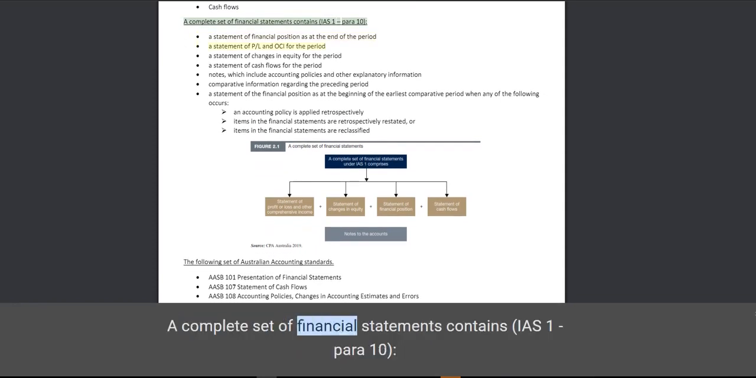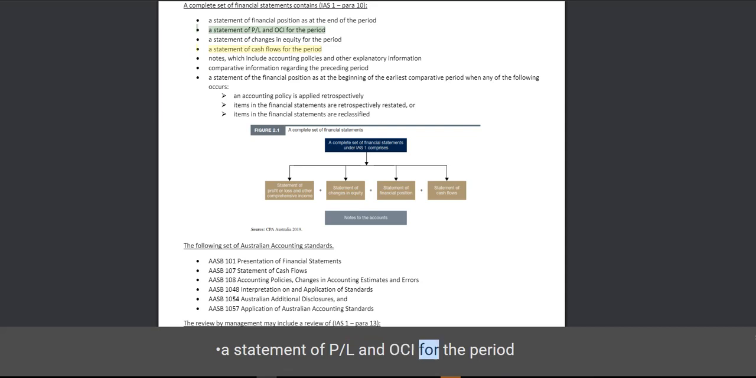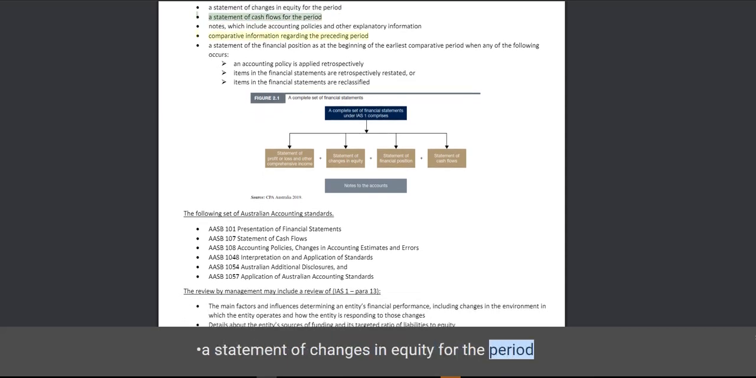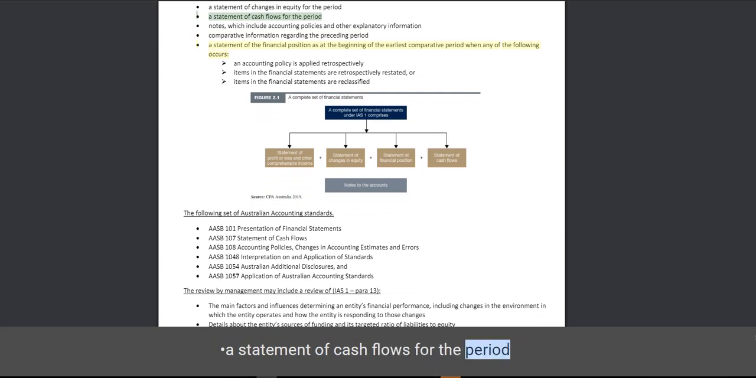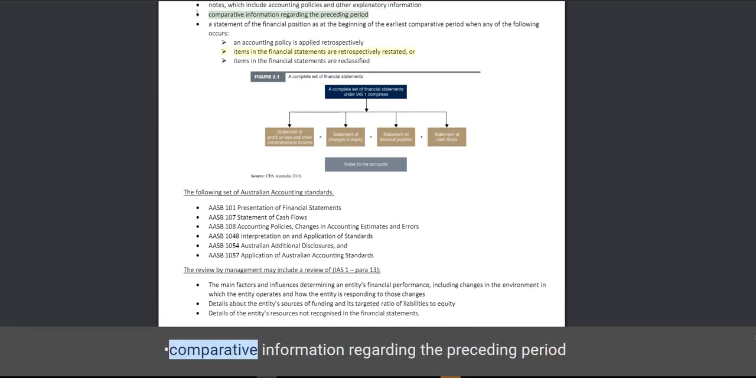A complete set of financial statements contains, EAS 1-para 10: a statement of financial position as at the end of the period, a statement of PL and OCI for the period, a statement of changes in equity for the period, a statement of cash flows for the period. Notes, which include accounting policies and other explanatory information. Comparative information regarding the preceding period.